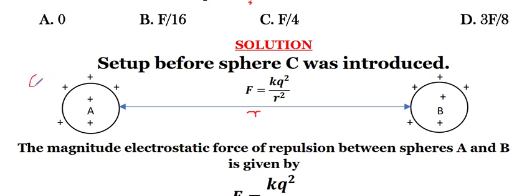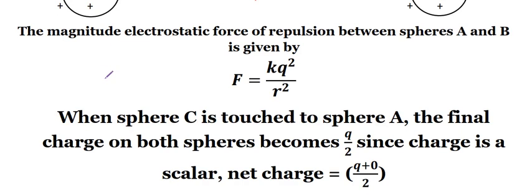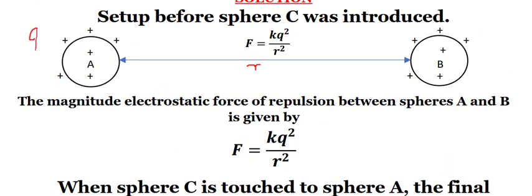So if this here is, let me call it Q, Q of A, and this here could be Q of B. Then you notice that Q of A, that is the charge on sphere A, is equal to the charge on sphere B, and that charge is equal to Q. So they all have the same charge, and it is equal to Q.